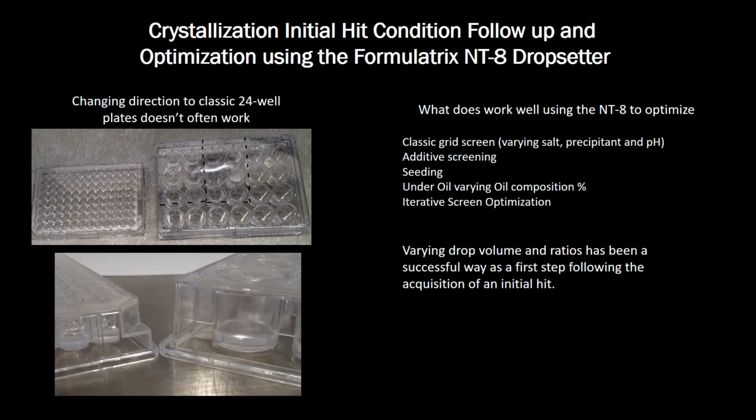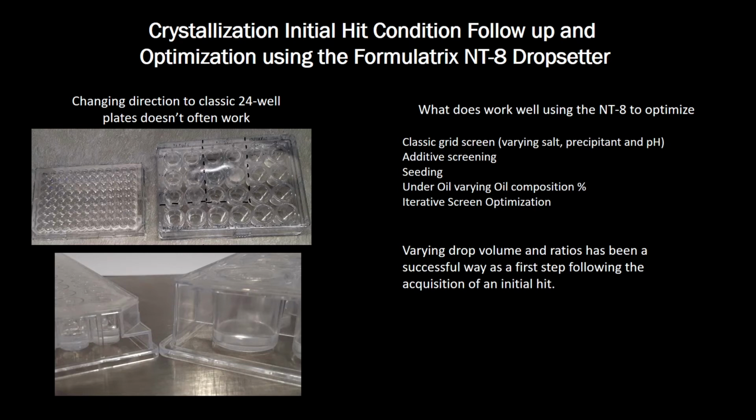Next, I'd like to talk about using the MT8 to follow up on an initial crystallization hit. Typically, we screen a variety of sparse matrix screens to find an initial crystallization hit. Some folks at that point will take that initial crystallization hit and move to a classic 24-well plate. Now, this doesn't always work to reproduce that crystallization hit.